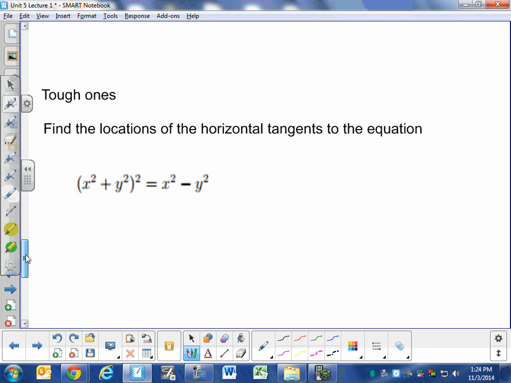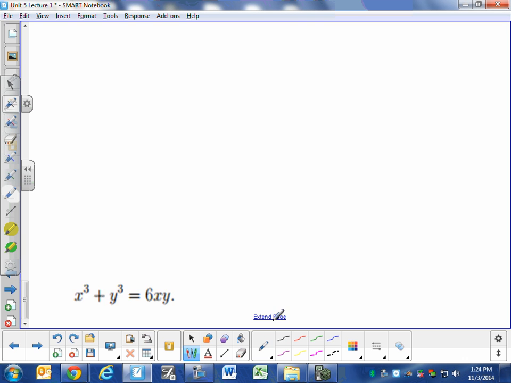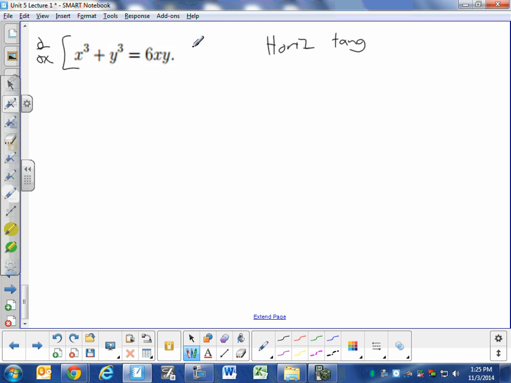Now, let's talk about some tough ones. Horizontal tangents for this one. And kind of breeze through it. If you just want to watch, that's probably okay. Take the derivative of this, but make sure you're paying attention.